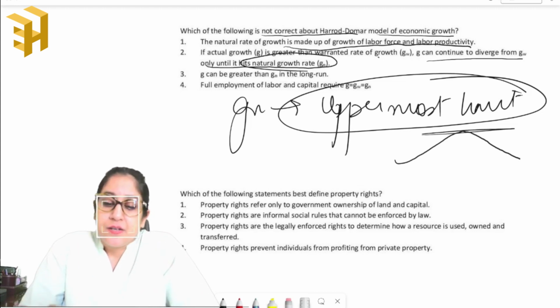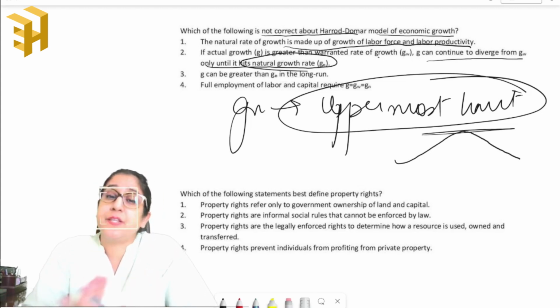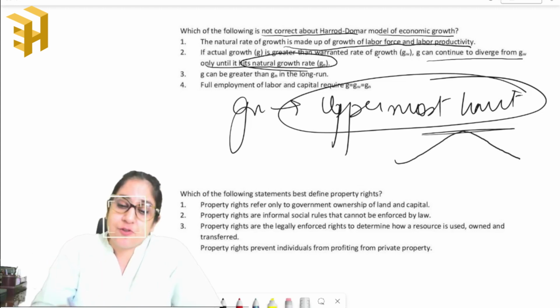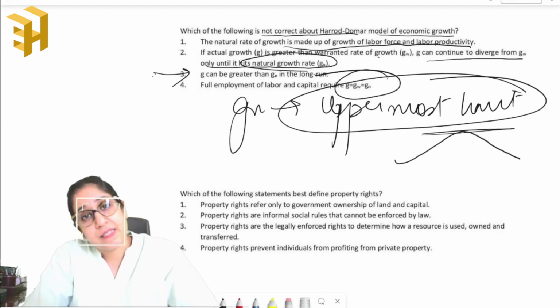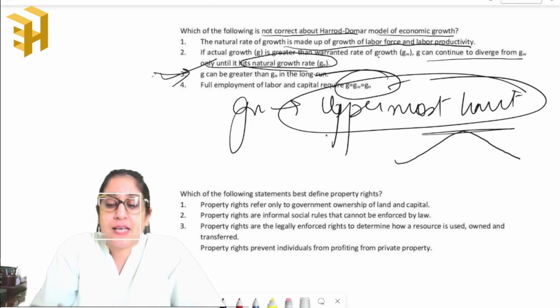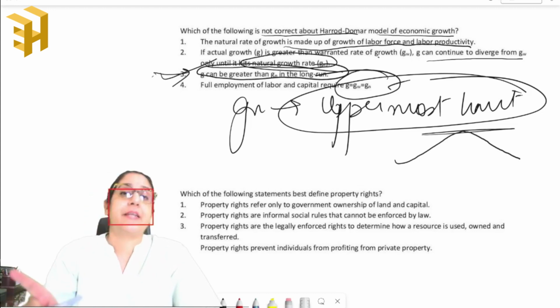Okay, G can be greater than Gn in the long run? Not at all. The actual growth rate can never be greater than your population or the labor growth rate. Never ever. So this is the incorrect statement, and hence 3 is your answer. Full employment of labor and capital require this equilibrium? Yes, definitely this statement is true. So 3 is the answer in this case, that this statement that G can be greater than Gn in the long run in the case of the Harrod-Domar model is an incorrect statement.